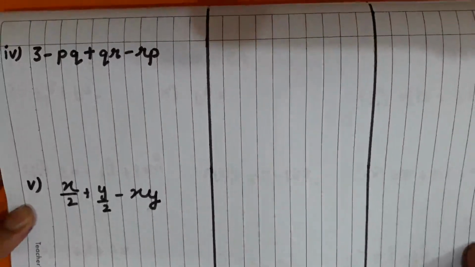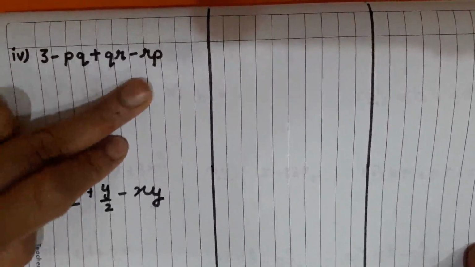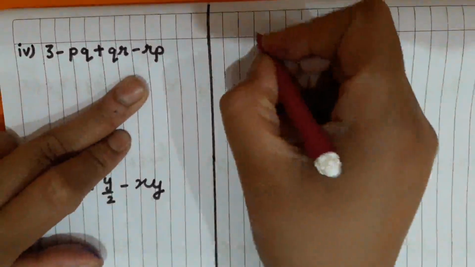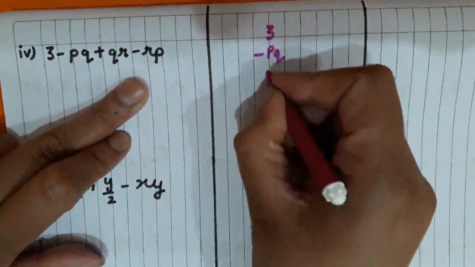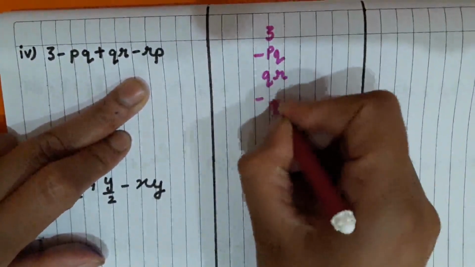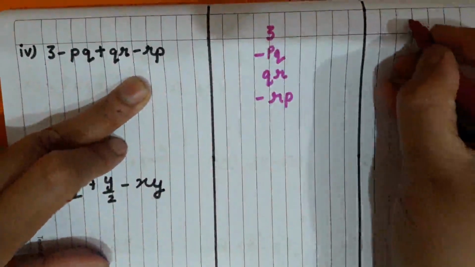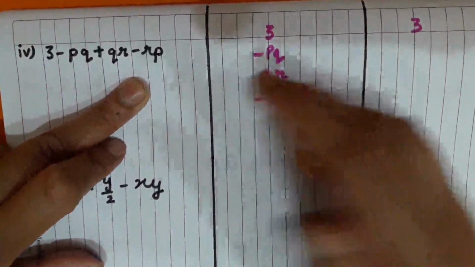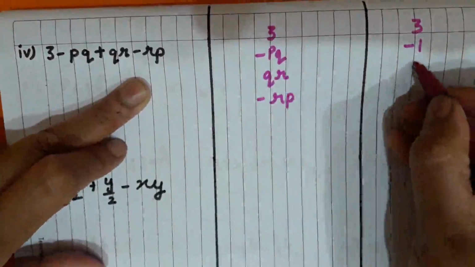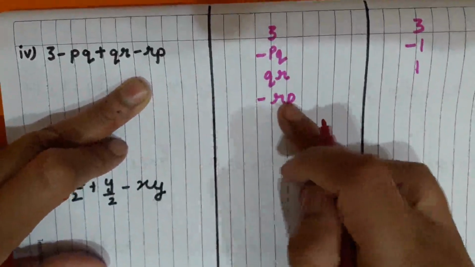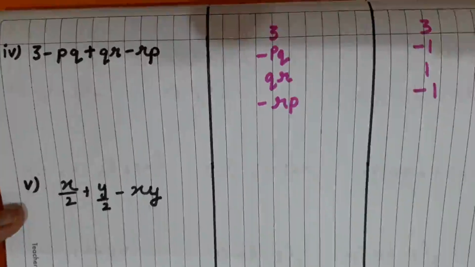The next part we have is 3 minus pq plus qr minus rp. So write the terms. 3 is the first term, minus pq is the second term, qr is the third term, minus rp is the fourth. Now here no variable is there, so the coefficient will be 3. Here no number is there, so the coefficient will be minus 1. For qr no number is there, the coefficient will be 1. For minus rp no number is there, the coefficient will be minus 1. So this will be your answer.